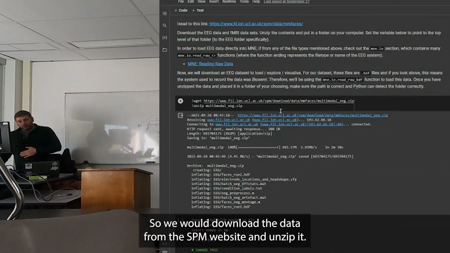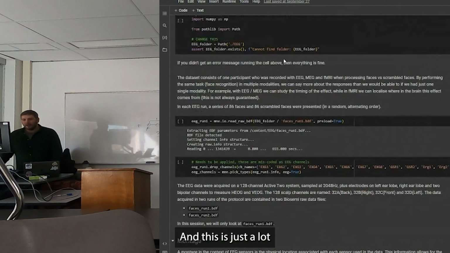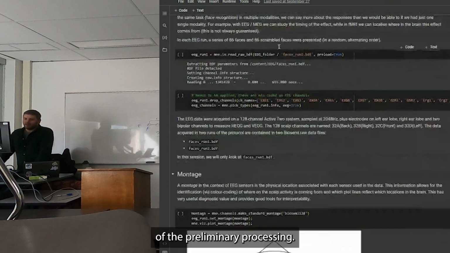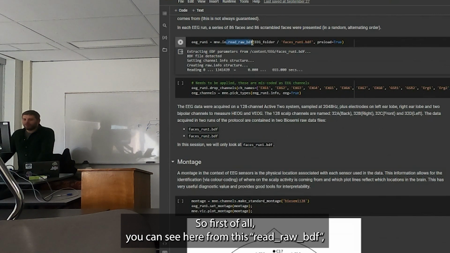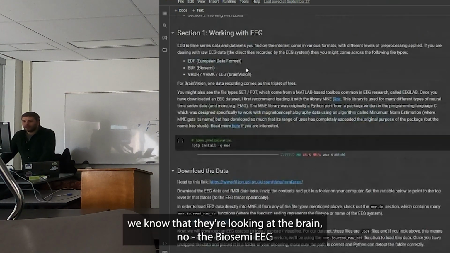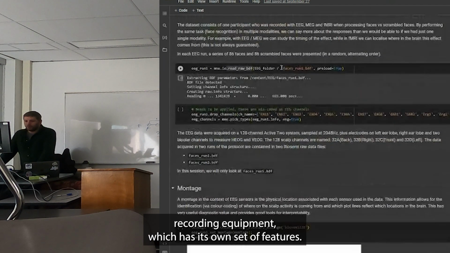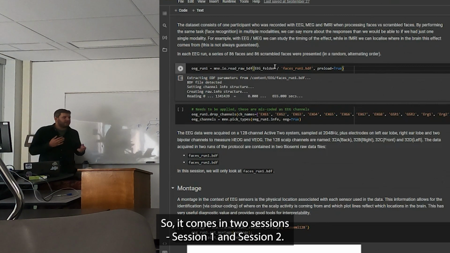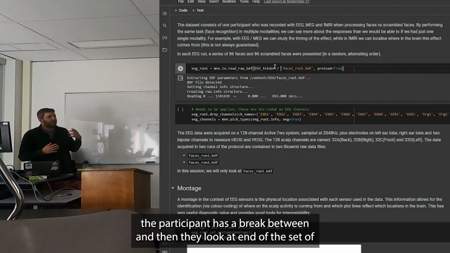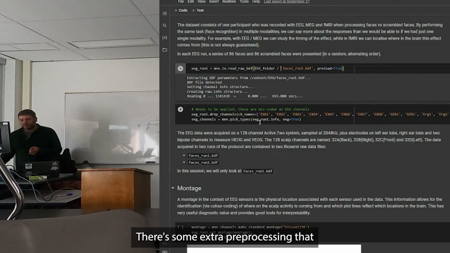So yeah, we would download data from the SPM website and unzip it. And this is just a lot of preliminary processing. So first of all, you can see here from this read raw function, we know that they're looking at the brain, so a biosensing EEG recording which has its own features. And it comes in two sessions, session 1 and session 2, where the participant has a break between, and then they look at another set of scrambled versus intact faces.